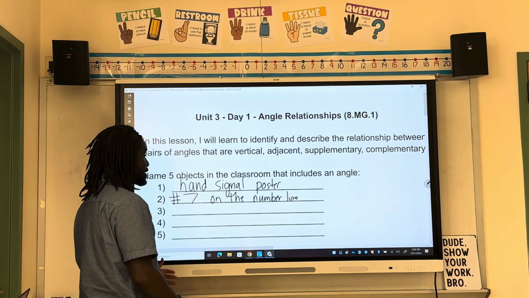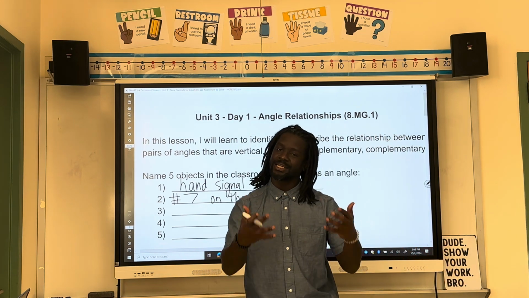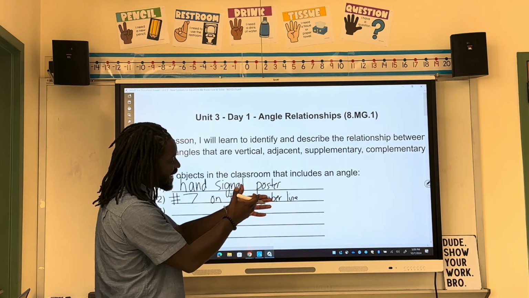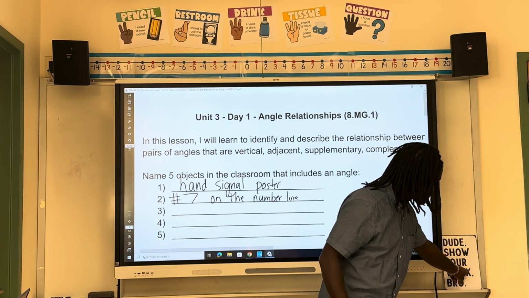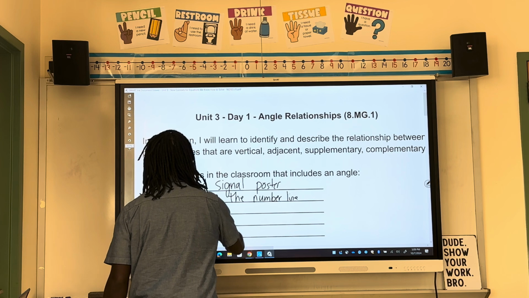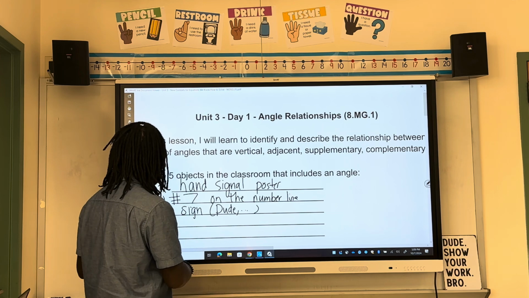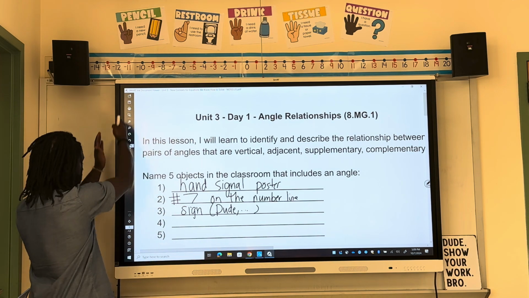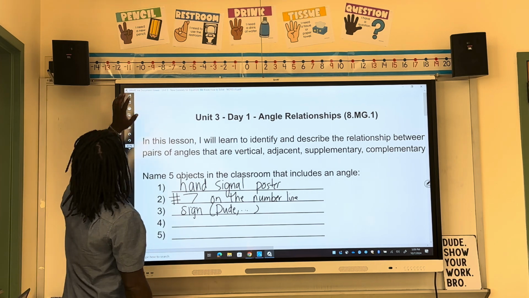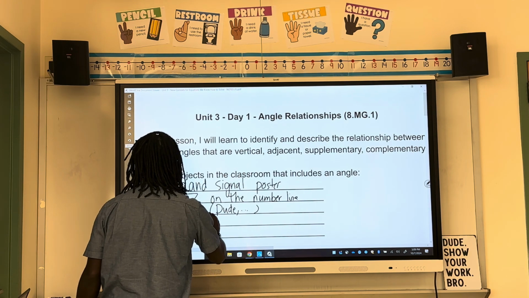Another one I want to point out is this sign over here. It says, dude, show your work, bro. And y'all know that's certainly a mantra of mine. Showing your work is super important. So the K in particular has an angle. The K there, so the sign, dude. And then there's tons of right angles. This whiteboard has a right angle. The speakers have right angles. And so I'm just going to put the whiteboard.